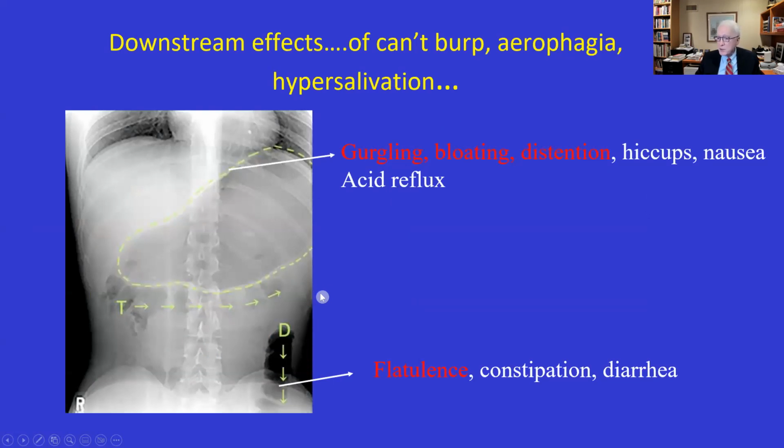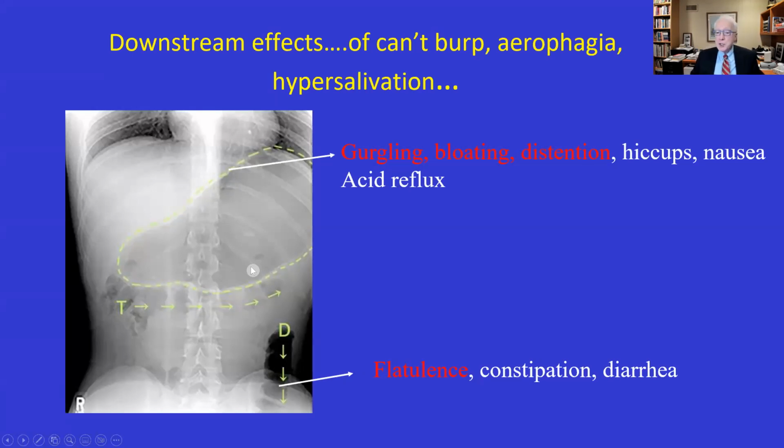I don't order these pictures, but patients bring them to me. And here you see someone with a massive amount of air in the stomach. The normal air bubble would be above about the line that I'm drawing with my cursor. So you see this massive backup of air. This is the transverse colon filled with air and the descending colon. So the symptoms arise from these mechanical stretches. We get gurgling, bloating, distension. We get hiccups. You know, somebody's diaphragm is being lifted by all of this excess air.